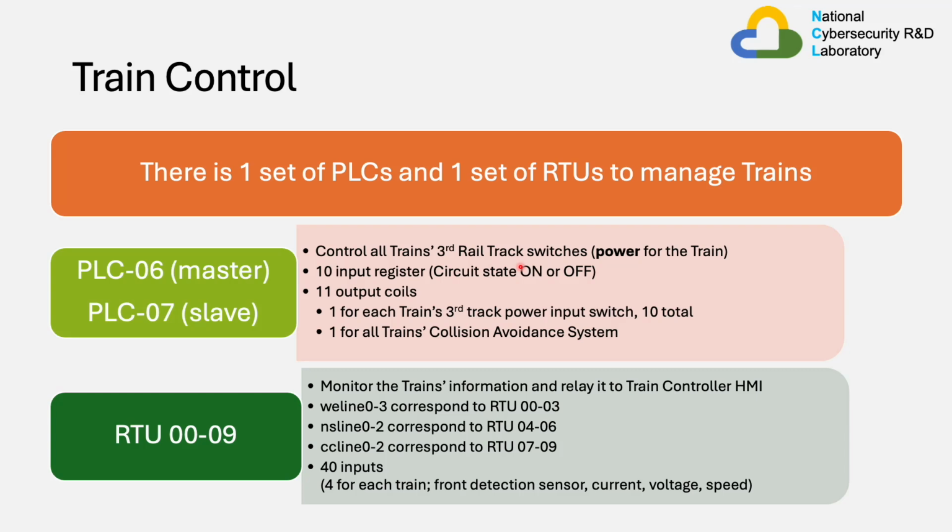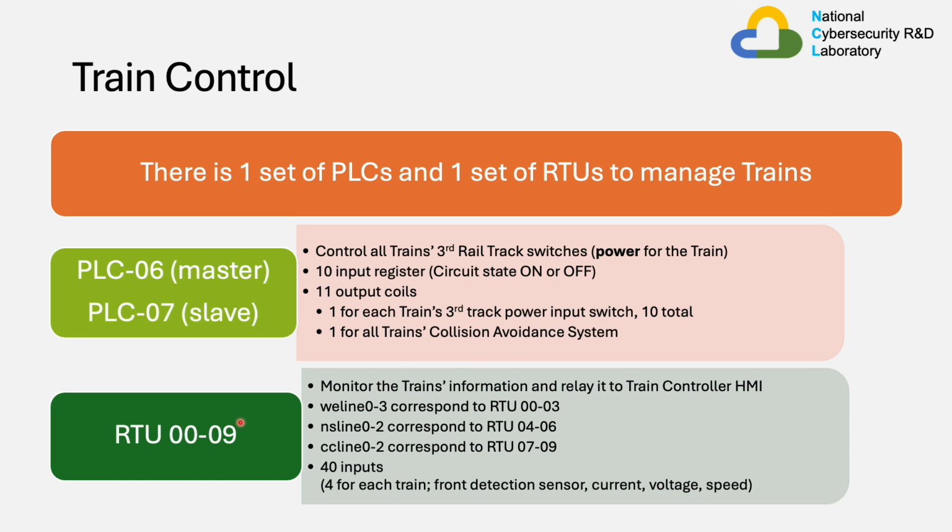These PLCs have 11 output coils. Each train's third rail track switch takes one coil, where on means that the third rail track switch is closed and the train is receiving power. The last coil is for controlling the train's collision avoidance system, which affects all of the trains. If this coil is on, the trains can see if there are any trains ahead of them and automatically stop themselves before they get too close to crash.